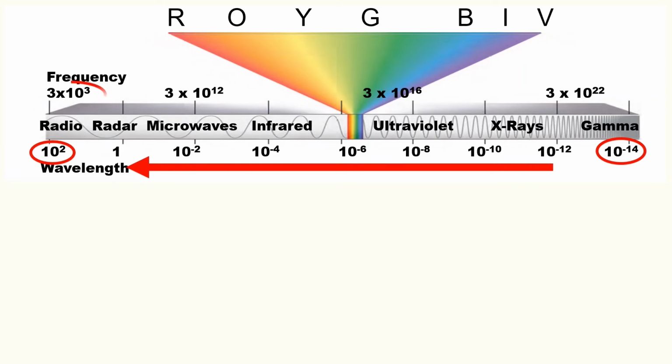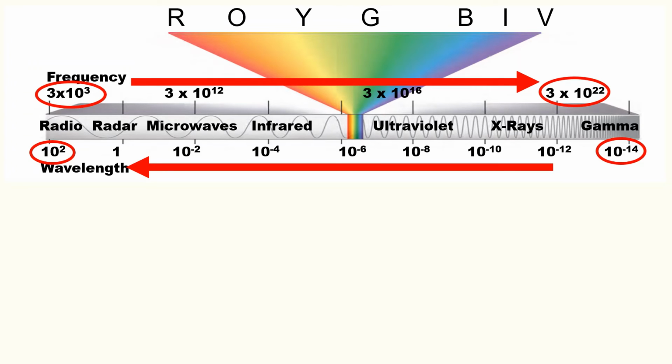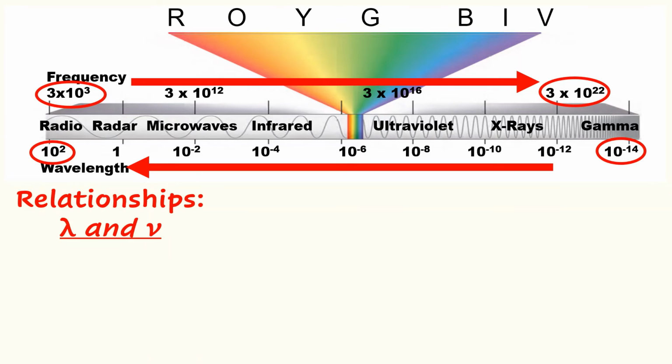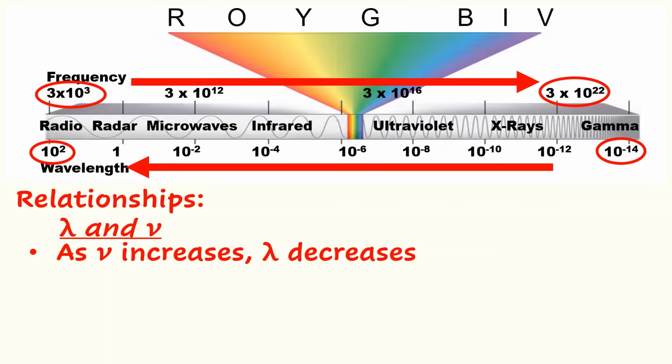The frequency of radio waves is 3 times 10 to the third, or 3,000, while the frequency of gamma rays is 3 times 10 to the 22nd, or 30 sextillion. So frequency is increasing, moving from left to right. This relationship is going to be very important for us to understand and remember. As frequency increases, wavelength decreases, and vice versa.